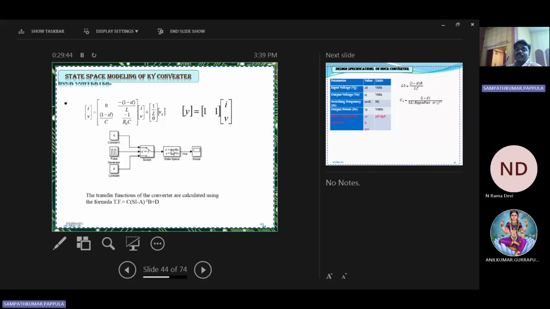So in MATLAB, once you have the state space, you can directly represent the A matrix, B matrix, C matrix using this block, or you can use the transfer function C into (sI minus A) inverse B plus D. Okay. So it gives the relation between the input and output. Okay. Now how many steps are completed?